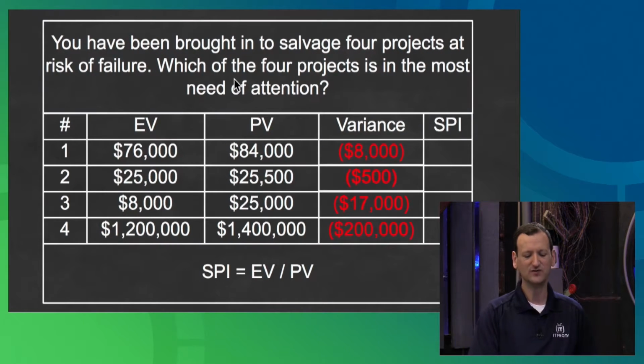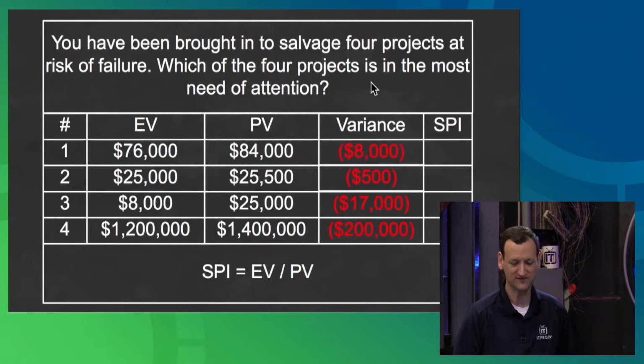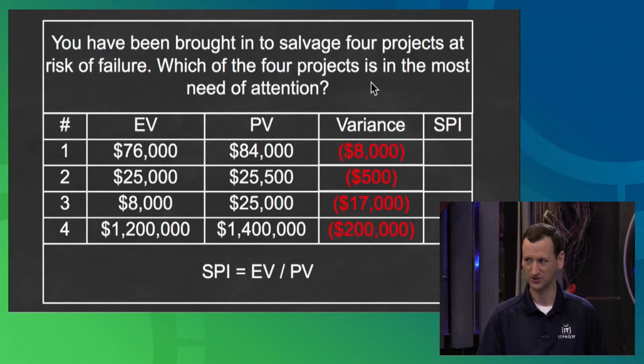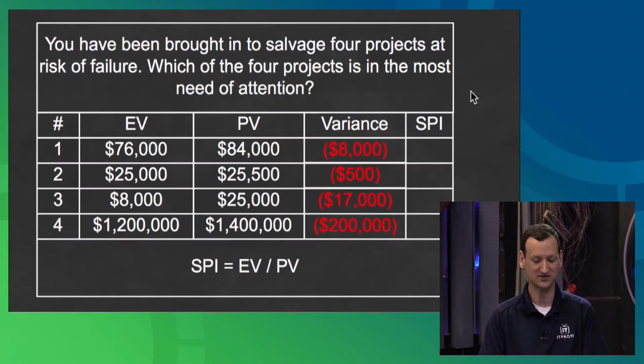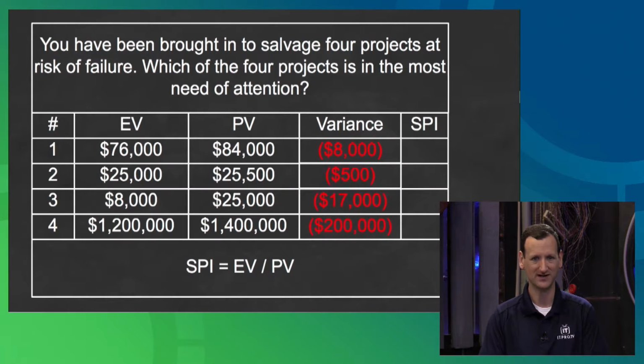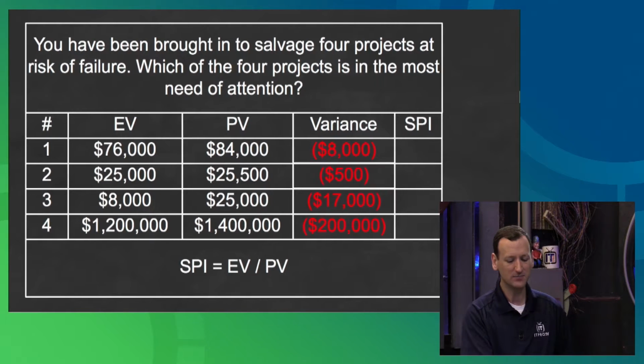And so here it says, you've been brought in to salvage 4 projects at risk of failure. So there's 4 projects going on in this company. They're all at risk of failure. Which of the 4 projects is in the most need of attention, right? So which one is your highest risk, basically? They're all at risk. They're all behind. Which one's the worst? Well, when we look at this, it can be hard to tell.